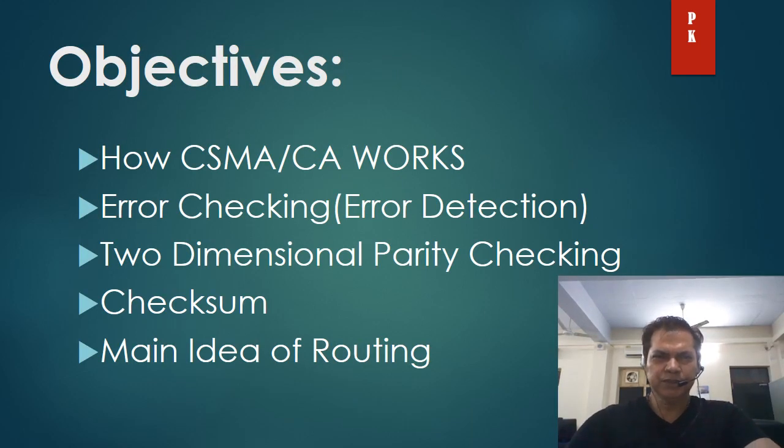The objectives of today's session are: how CSMA/CA, carrier sense multiple access collision avoidance, works; error detection in a network; two-dimensional parity checking; checksum; and the main idea of routing. These are the objectives of today's session.